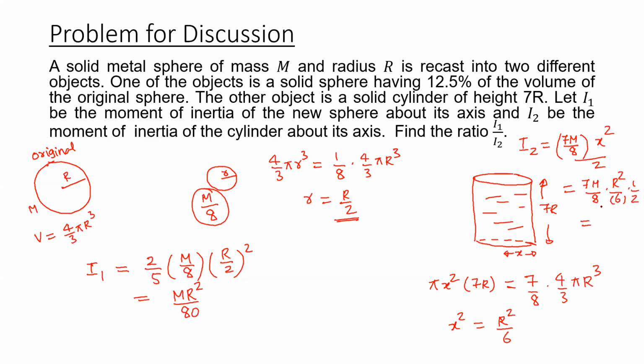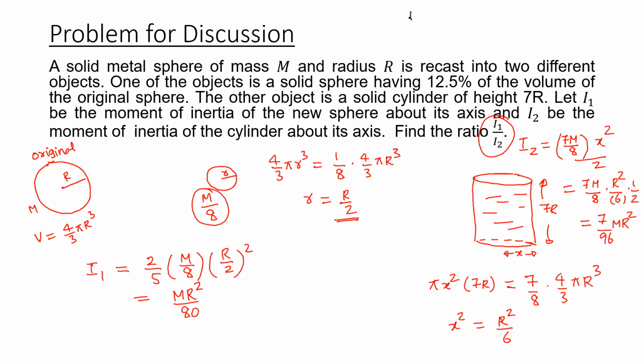Okay, so how much is this? I think in the numerator we'll get 96. So 7 by 96 mr square. Are you okay with the calculation? Then what they want, they don't want either of them. You want I1 by I2. So finally, we'll have to get I1 by I2.